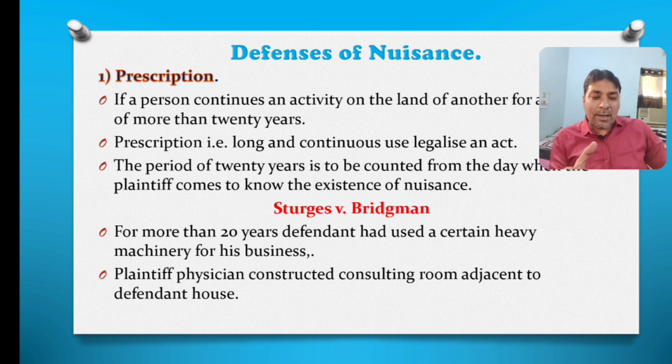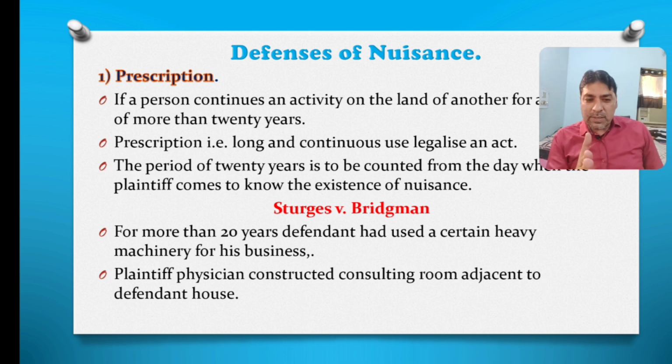the defendant liable by saying that the period of 20 years will be counted from the date of knowledge of nuisance, not from the date of activity of the defendant. So in this particular case, the nuisance came to the knowledge of the plaintiff prior to the filing of the suit, and that's why the defendant was not able to take the defense of prescription in that particular case.